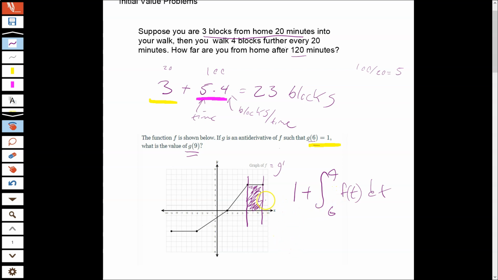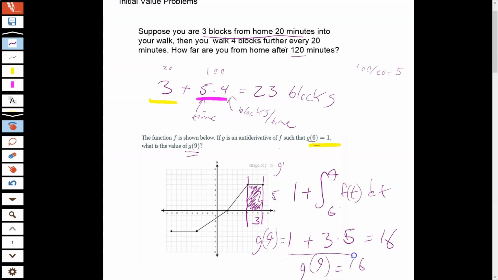So notice that is an area. This is super cool, right? So this would be just 3 times 5. So we do 1 plus base times height. 3 times 5 is 15. And 16 is my result. So we say g of 9. Well, g of 9 is g of 6, where I've given that I started at, plus the change between 6 and 9. So g of 9 is going to be 16.